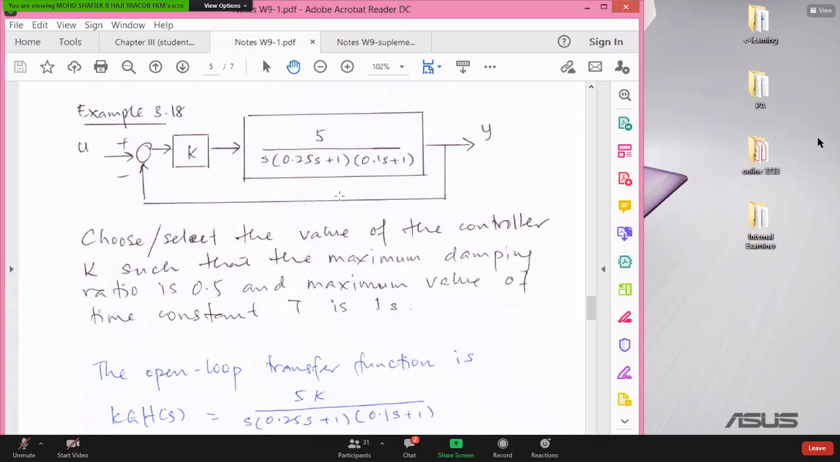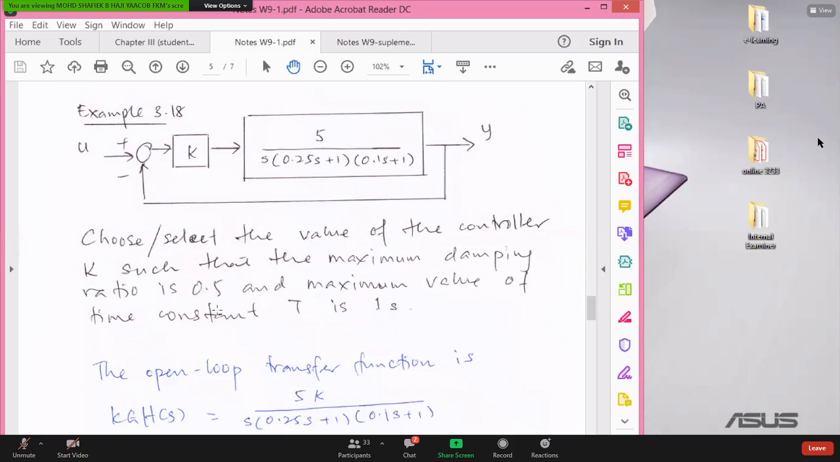But anyway, first look at the question. Choose or select the value of controller gain K. So we want to design the value of K such that the maximum damping ratio is 0.5. So we don't want the damping ratio to go above 0.5. And the maximum value of time constant is 1 second. So that is the specification. So our first task is to draw the root locus diagram. From that, we can see whether we can meet the specification or not.